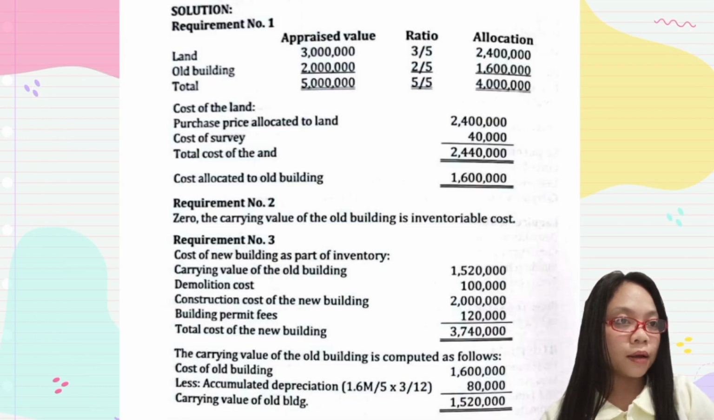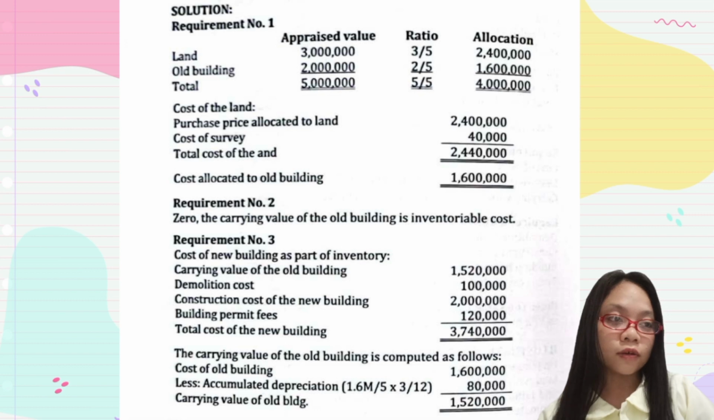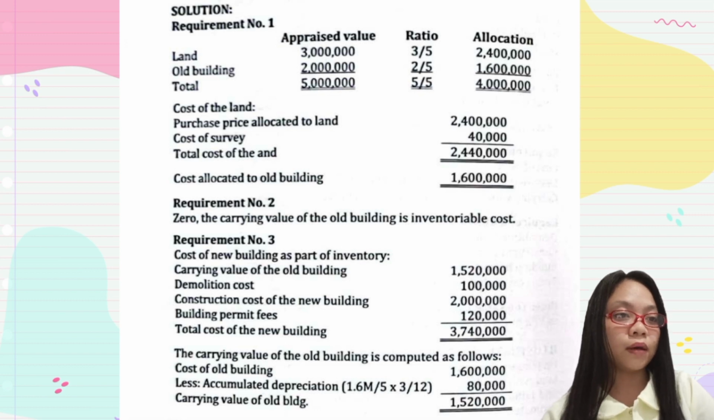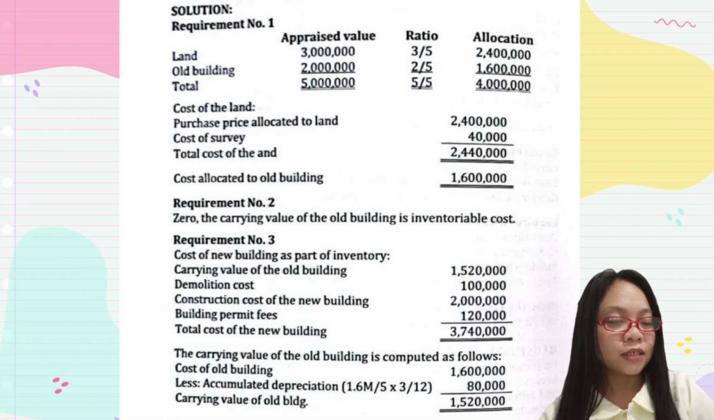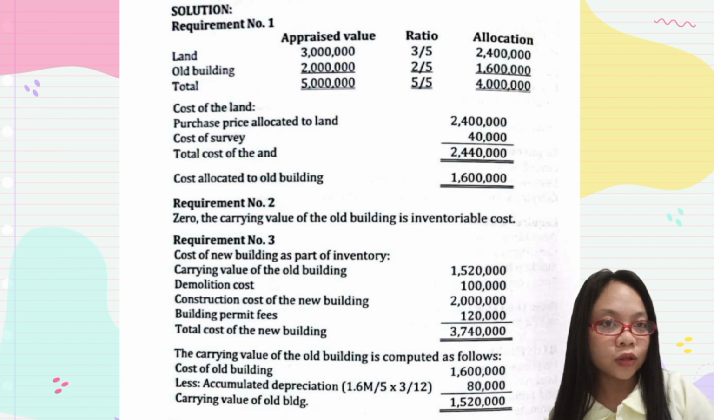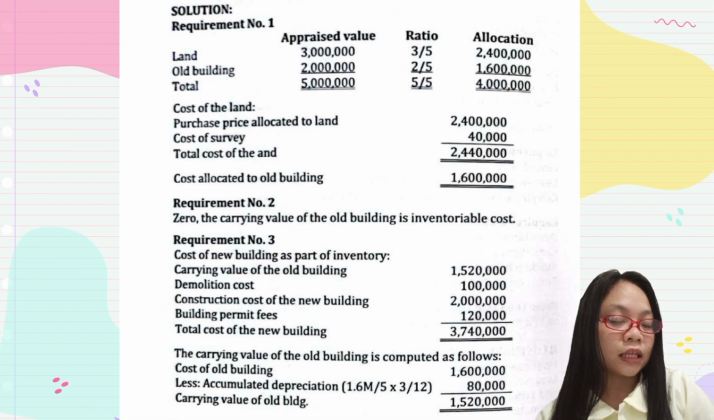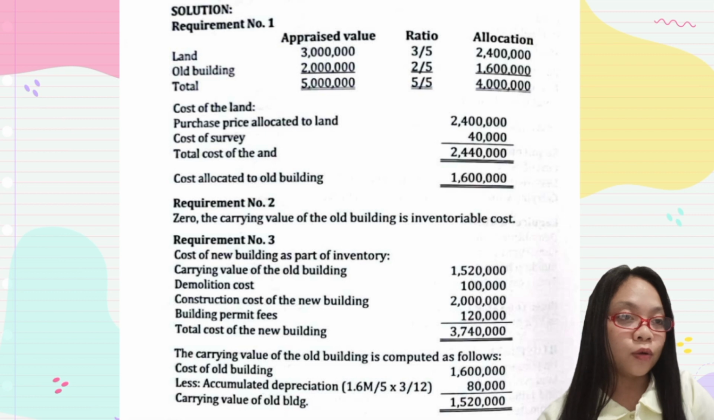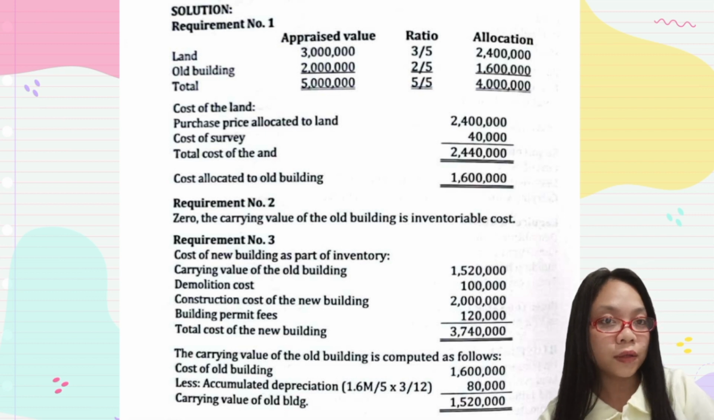To answer problem number three, where the new building will be held as inventory, the first requirement is to find the cost of land and old building as property, plant, and equipment at initial recognition. So, you might ask why we keep going back to property, plant, and equipment at initial recognition and why we still need to find it. It is because this PPE at initial recognition will serve as the baseline of value of the asset and will be used throughout the whole computation of the new building that will be used as inventory.